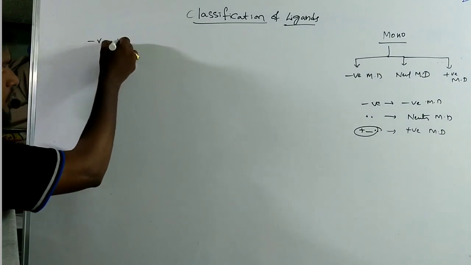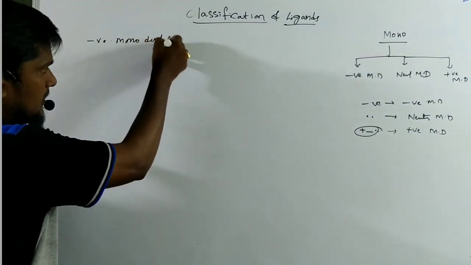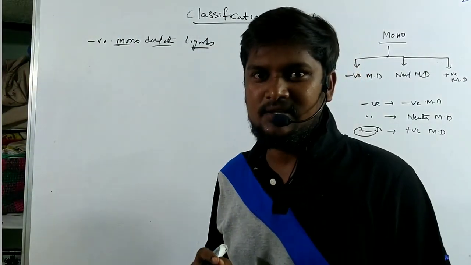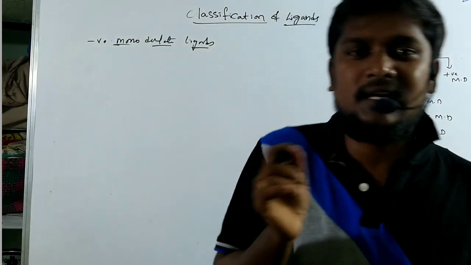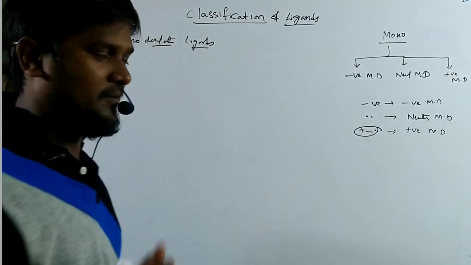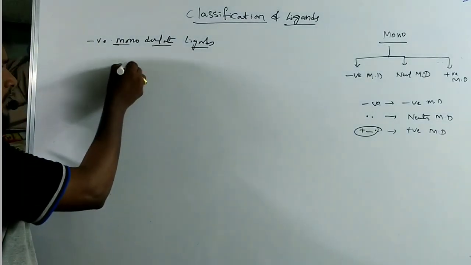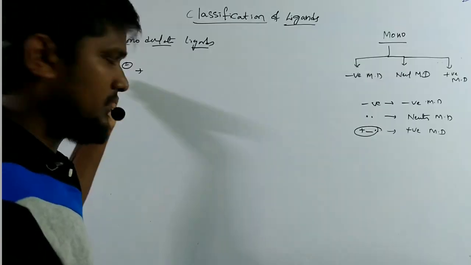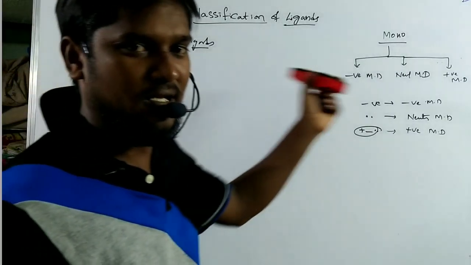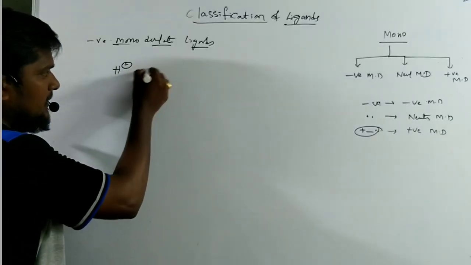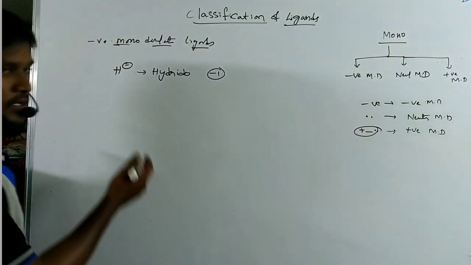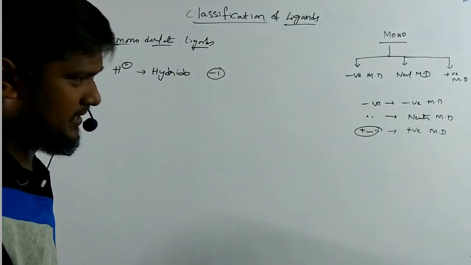The first one is the negative monodentate ligand. The definition says that the negative charge donates its pair of electrons to the central metal atom. Some examples: the first one is H-, a very popular one. We discuss it based on the ligand name and the charge. The ligand symbol is H-, the name of the ligand is hydrido, and the charge is -1. The charge is very useful in further oxidation state calculations.